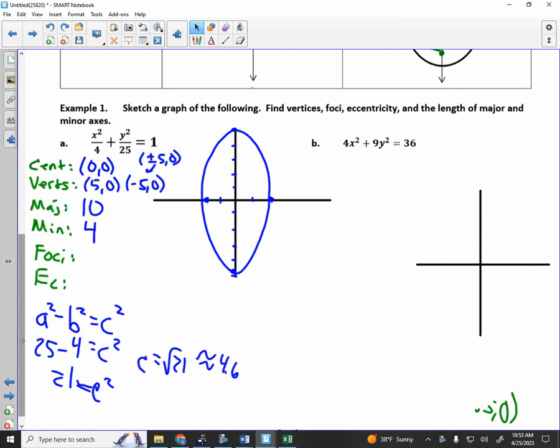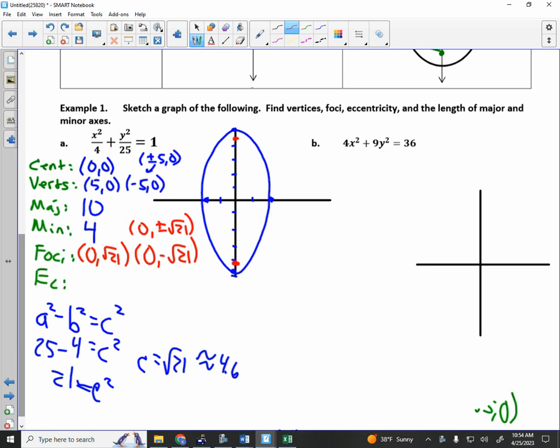So as I plot that, I'm going to move along the major axis 4.6 units. And now I'm going to name those foci. They would be located at 0, root of 21, and 0, negative root of 21. How else could you write it? 0, plus or minus root of 21. That's just fine if you write it like that.